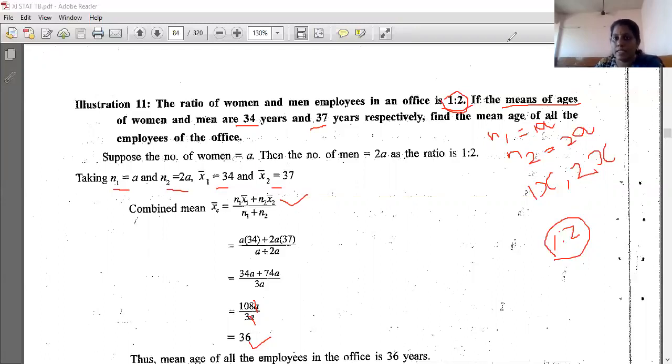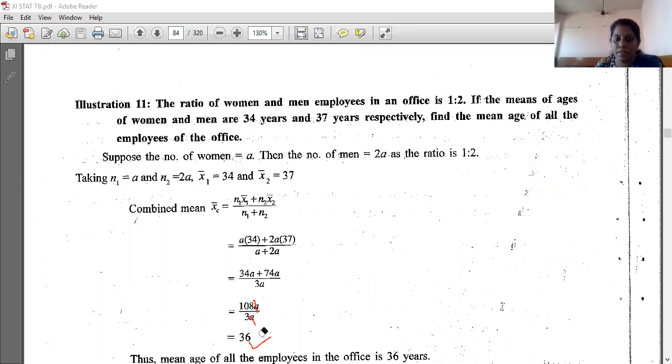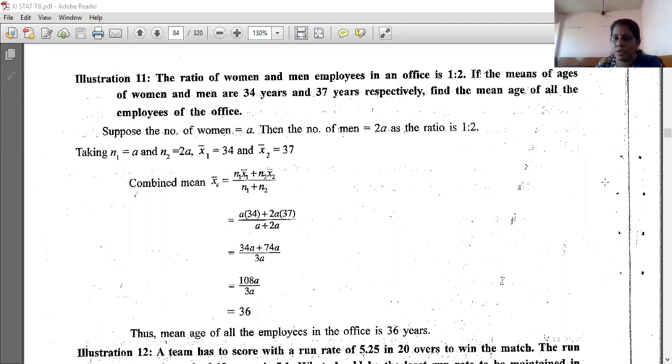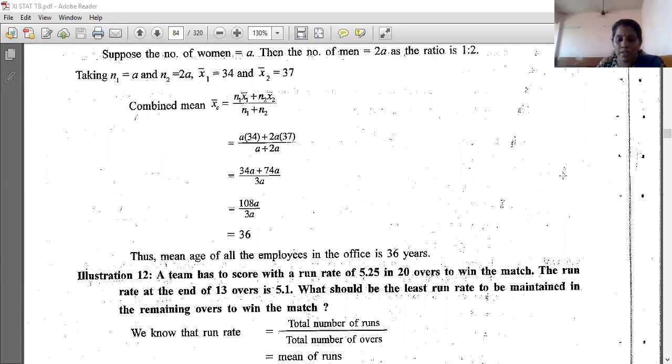Now we'll see the next illustration. First, let me rub this. Okay, so these illustrations are very easy. The only thing is you have to remember the formulas of combined mean. So today we are doing combined mean. So how many times am I explaining? Please listen carefully. So in one lecture only your formula will be remembered by you. After listening again and again, your formula will be remembered.